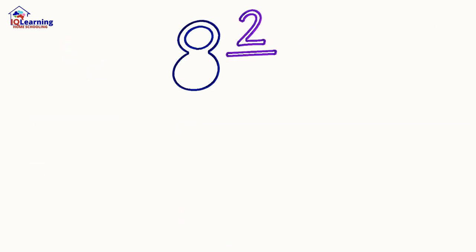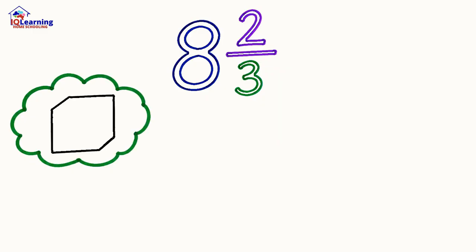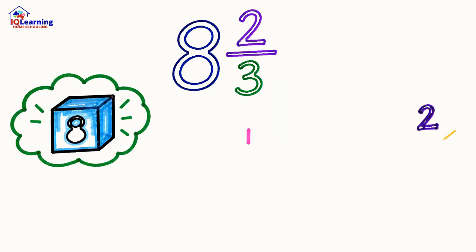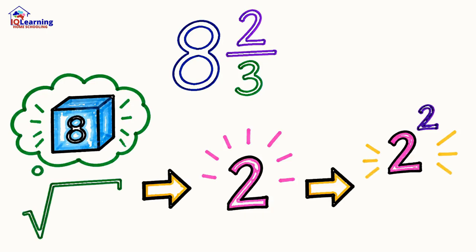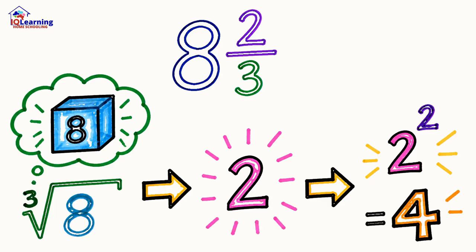When evaluating something like 8 to the power of 2/3, always do the root first. The cube root of 8 is 2. Then apply the power. 2 squared is 4. It turns a complex problem into simple steps.